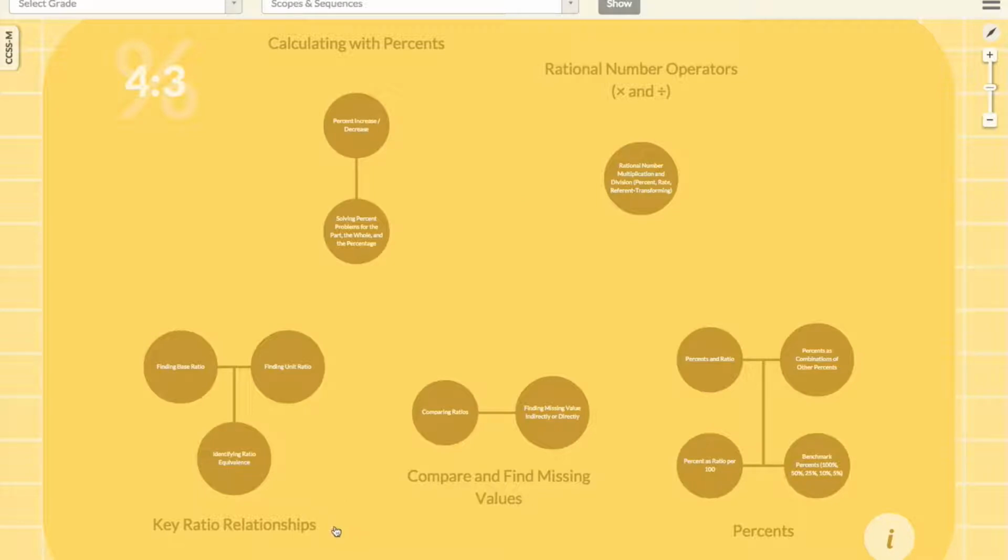The 5 clusters in ratio, rate, and percent are key ratio relations, compare and find missing values, introducing percents, calculating with percents, and rational number operators. Clusters are particularly important because they are the right size to provide actionable instructional interventions. Diagnostic assessments will be available to students at the level of each cluster.